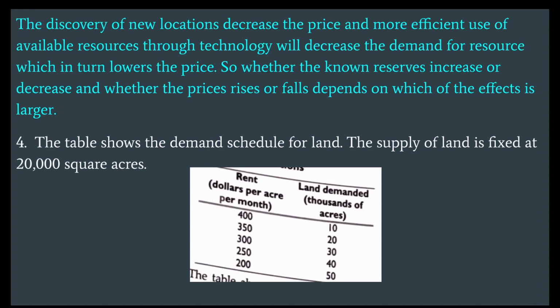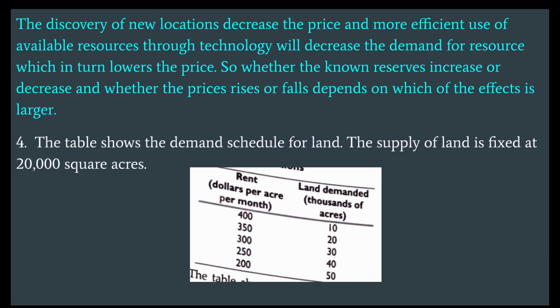The discovery of new locations decreases the price, and more efficient use of available resources through technology will decrease the demand for the resource, which in turn lowers the price. So whether the known reserves increase or decrease and whether the price rises or falls depends on which of the effects is larger. The table shows the demand schedule for land.